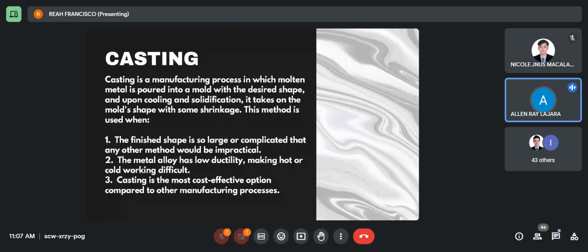Solidification. It takes on the mold shape with some shrinkage. This method is used when the finished shape is so large or complicated that any other method would be impractical. The metal alloy has low ductility, making hot or cold working difficult. Also, casting is the most cost-effective option compared to the other manufacturing processes. Next po.